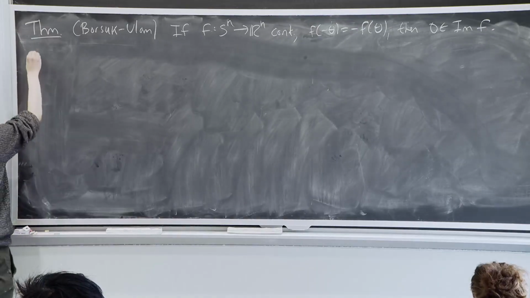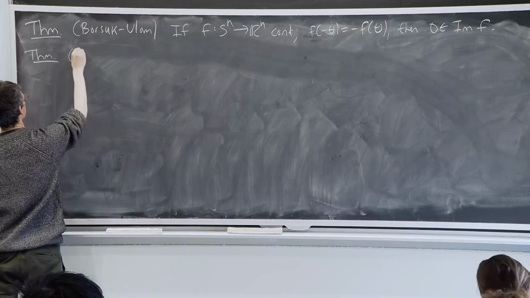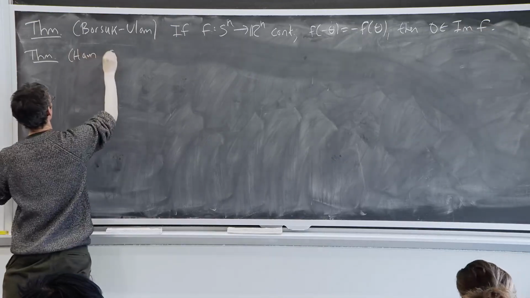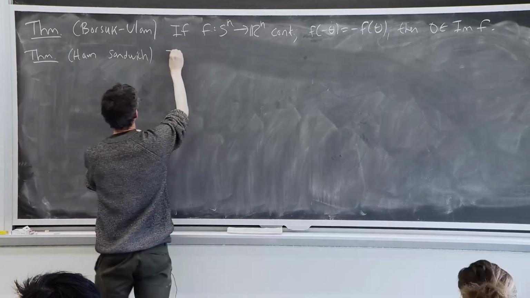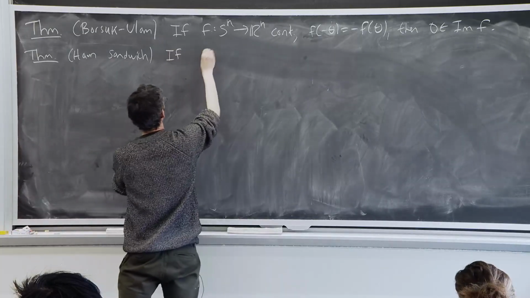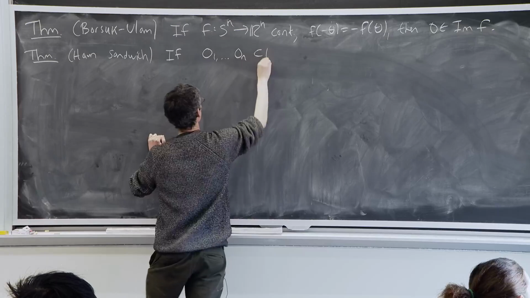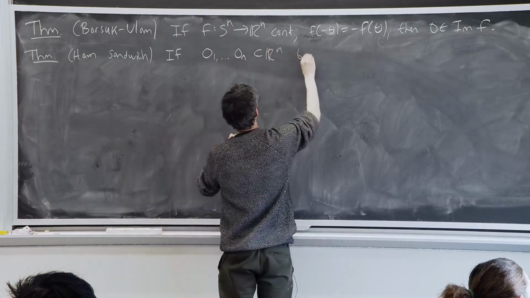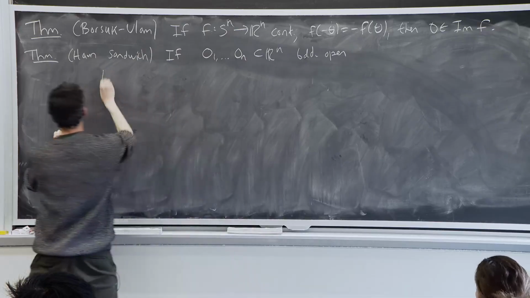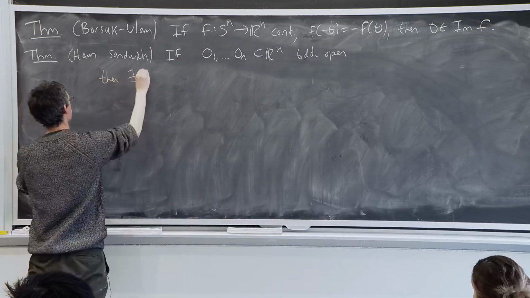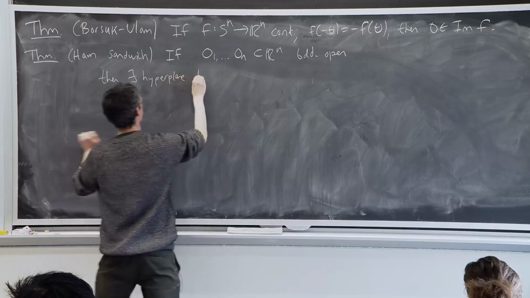So as a corollary of that, we're going to do the ham sandwich theorem. So one version of the ham sandwich theorem says that if O1 up to On contained in R^n are bounded open sets, then there exists a hyperplane H that bisects them all.